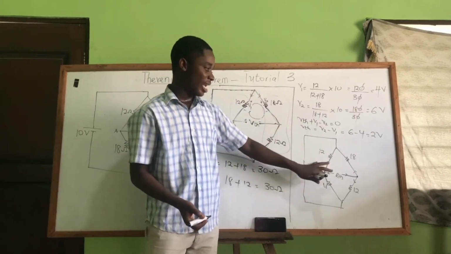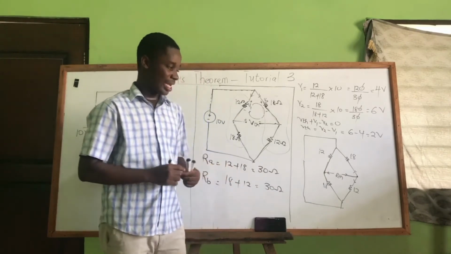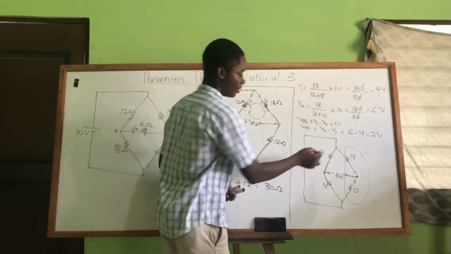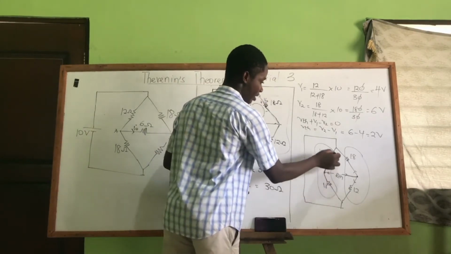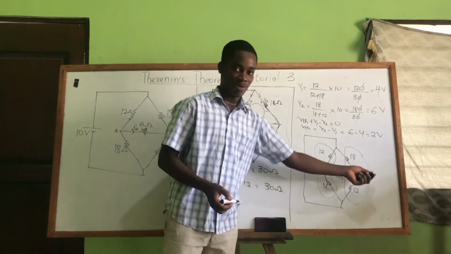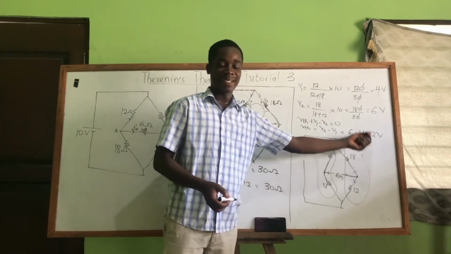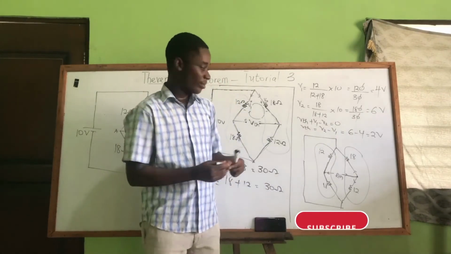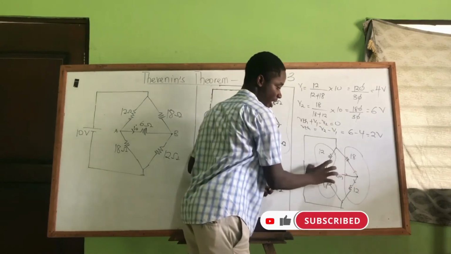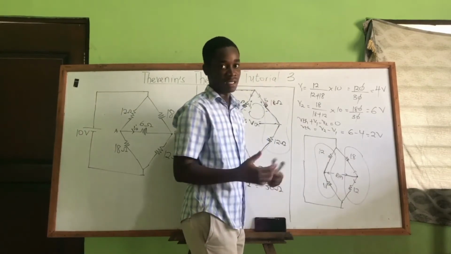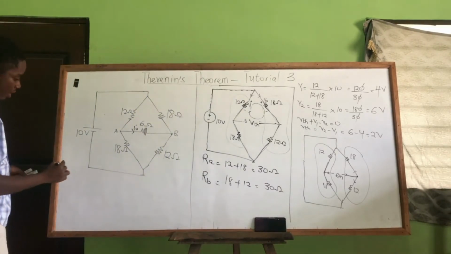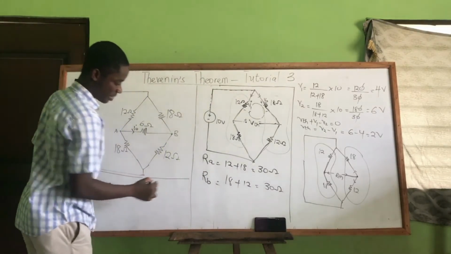parallel. But for this diagram, what you have to know is that the 18 and the 12 here are connected in parallel. This 12 and this 18 here are also connected in parallel. And the resultant of these two, the equivalent of the resistors here, will now be connected in series. These two in parallel, these two in parallel, and the equivalent here will be in series.